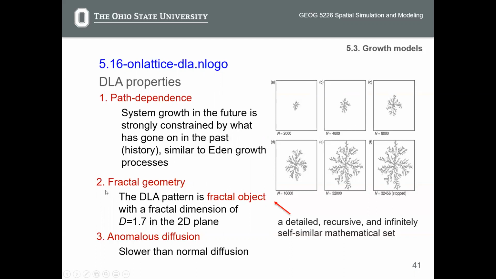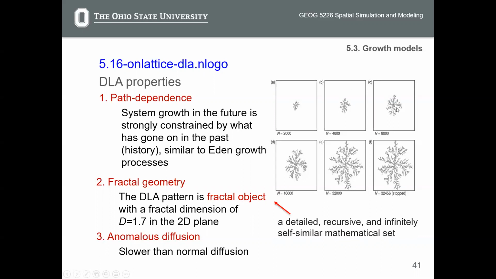Okay, and this tree itself is a fractal. Still remember fractal shapes? They are scale irrelevant shapes, which means that the spatial pattern of them doesn't change no matter how you change the scale. No matter how you zoom in, how you zoom out, you will always see this convoluted spatial pattern. So the DRA pattern is a fractal object, a detailed, recursive, and indefinitely self-similar mathematical set.